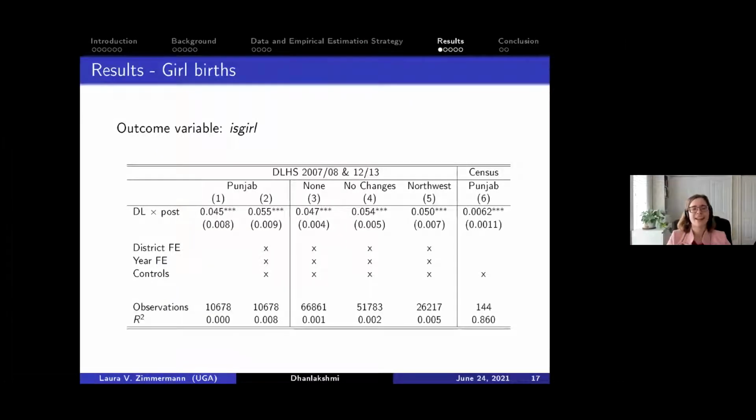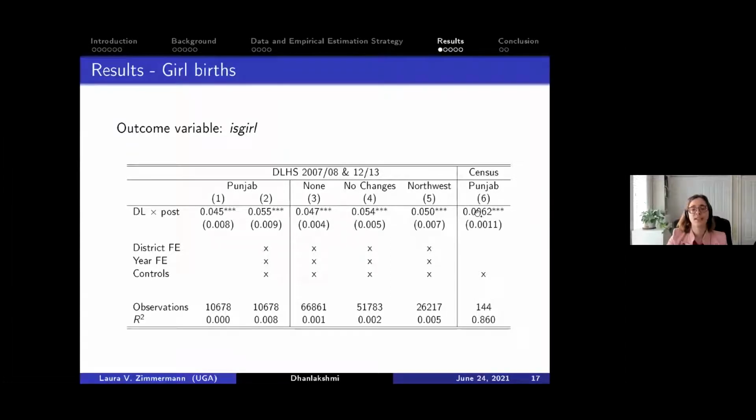Here's sort of our headline result. So the outcome variable here is this IESR-GLO indicator variable. And what this means is that the introduction of Dhanlaxmi led to a 4.5 percentage point increase in the probability that a birth was a girl. So actually a substantial improvement of the sex ratio. When we add controls, this increases a bit. When we change around control groups, as you can see, this effect is very, very robust.